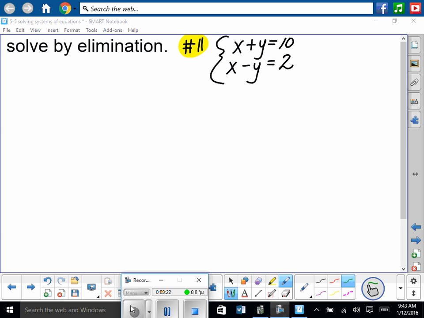So let's look at problem number 11. So we're going to do this a different method. So now we're going to solve by elimination. So if you're not finished, make sure you're watching and going through this because when you say, I don't know how to do it, it's because you weren't watching.